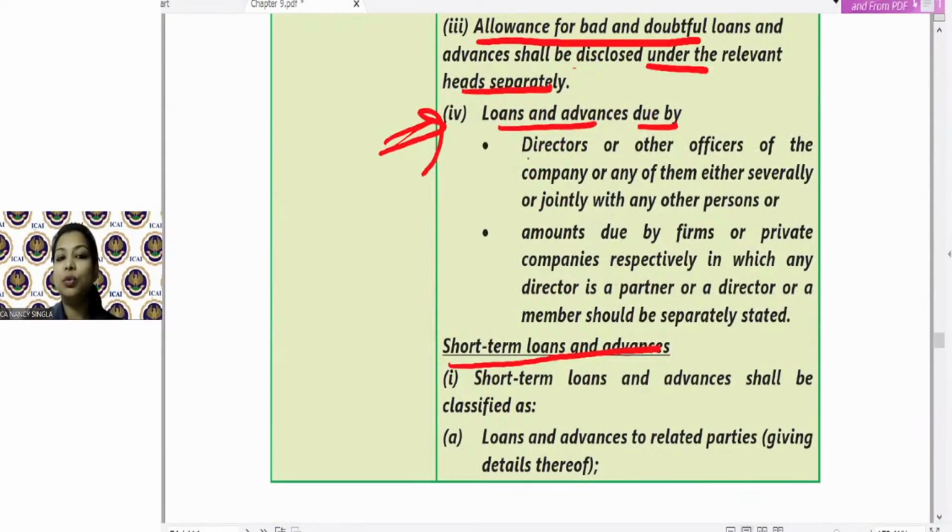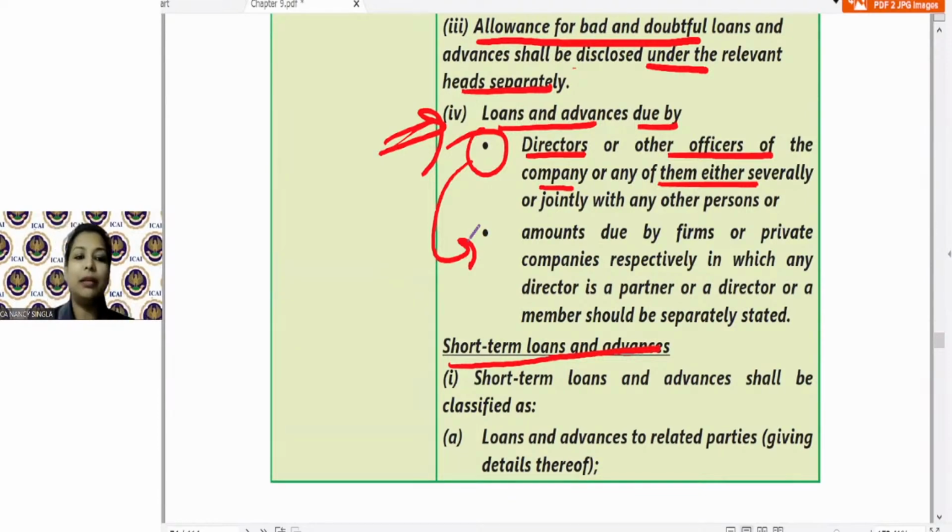Loans and advances due by directors or other officers of the company or any one of them. So directors and officers, yes, loans and advances which have been given to and which are due from any firm or private companies where such director is a partner, or he is a director or member, should be separately disclosed. Simple, all this we did in detail in trade receivables.